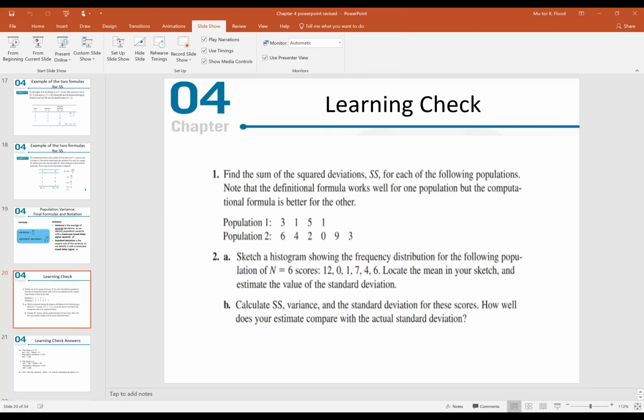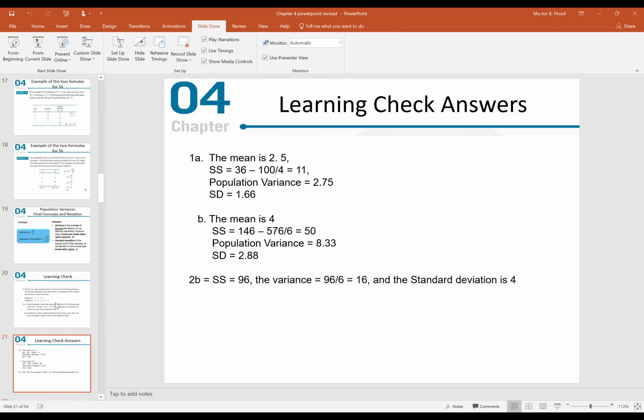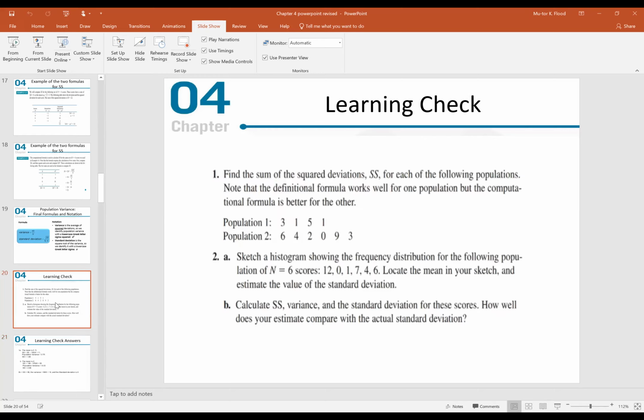Let's see, well, we can skip that question too. We kind of already went over the standard deviation and variance. All right. So here are the answers to these questions.